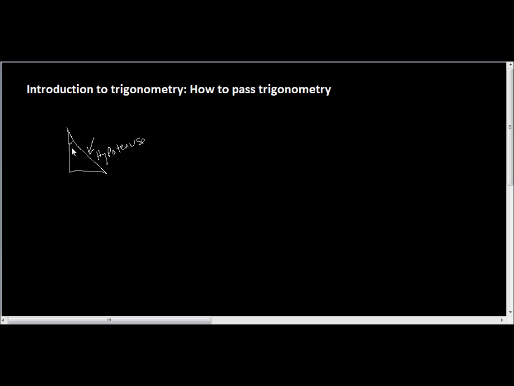So if this is the angle, then this is going to be the opposite side to that angle, and this is going to be the adjacent side. Then if this was the angle, we would have this being the opposite side and this being the adjacent side. Basically, all you need to know as an introduction to trigonometry is that you're going to be dealing with the relationship between these sides and how they relate to the angles.